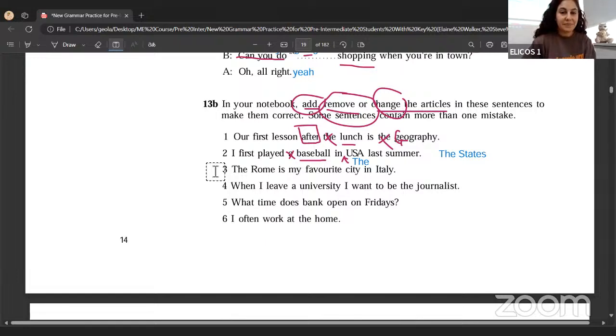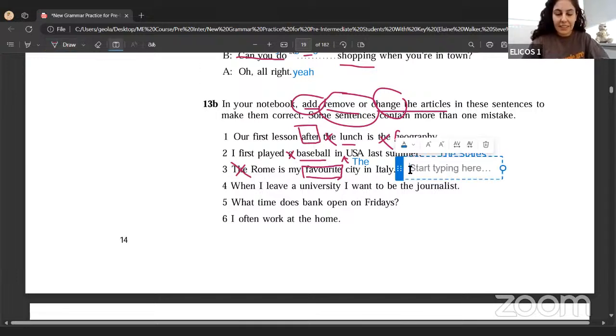Number 3. It's a country. Sorry, it's a city. So Rome is my favorite city. We don't need the article, no. Rome is my favorite city in Italy. Favorite, just city. And remember, have a look here at the spelling of this word. Make sure, I always see everybody write this wrong. Use the British Australian spelling, not the American.